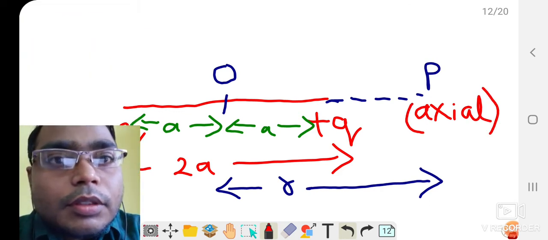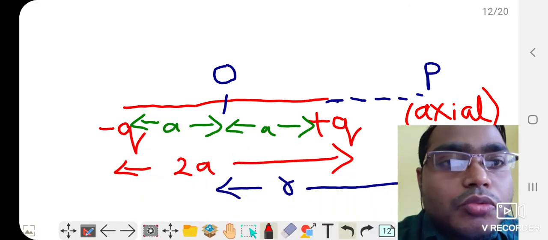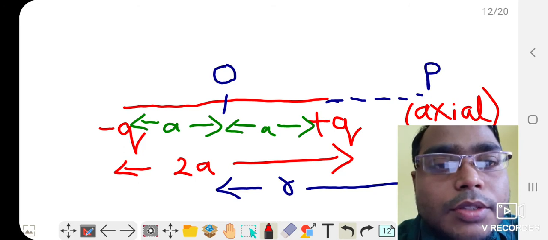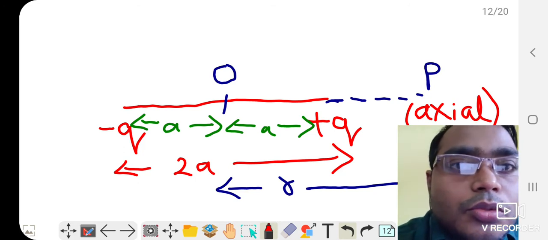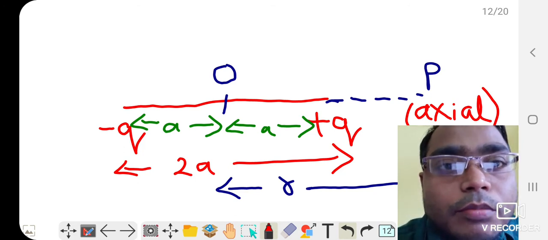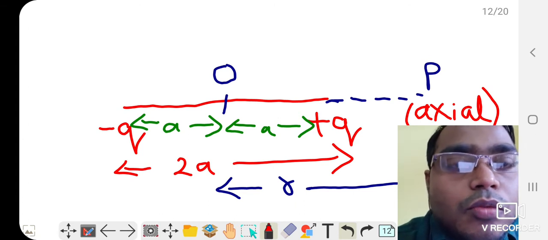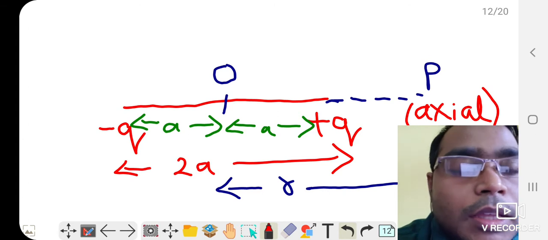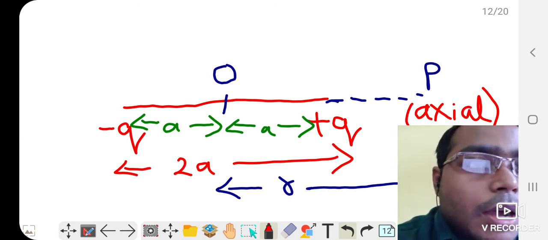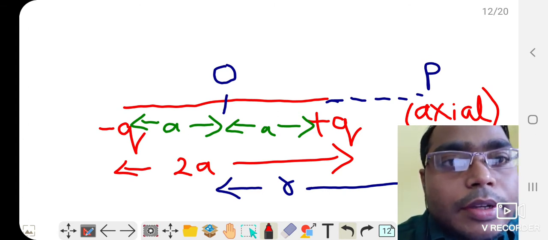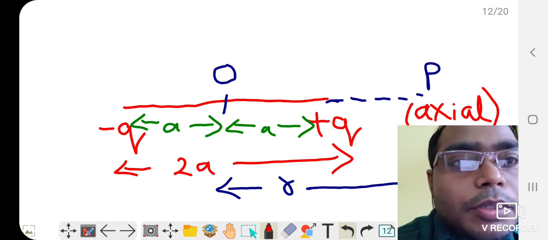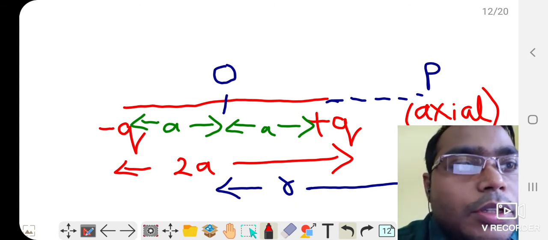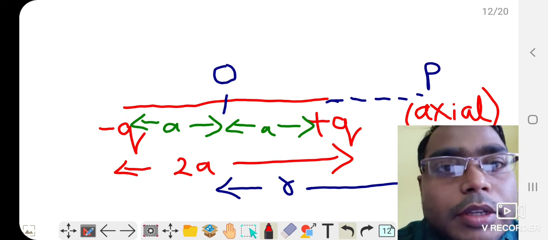Here you can see that there are two charges, minus q and plus q, and both are separated by a distance of 2a. So you can see that the distance between minus q and the point O will be a. Again, from O to plus q, it is a. And r is the distance between the center of the dipole and the point P.